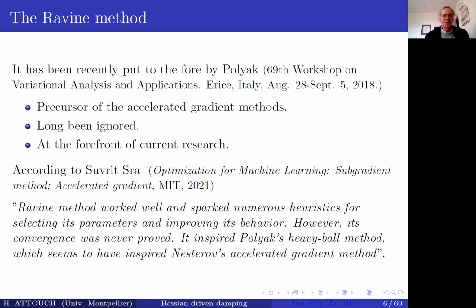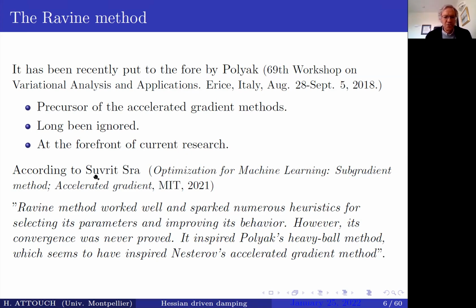Right. So I discovered this method rather recently. It was on the occasion of a workshop on variational analysis in Lecce, Italy. It was a lecture by Polyak, who gave a survey lecture on the inertial method in optimization. And he mentioned the Ravine method. For me, it was a real surprise, and I had the intuition that this was an interesting method. And in fact, the Ravine method is really the precursor of the accelerated gradient method. It has long been ignored, and it's at the forefront of current research. That's what I'm going to explain in a moment.